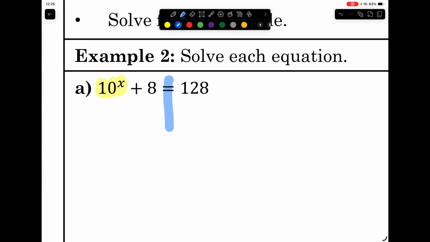So I'm going to move this number 8 to that side, making it negative 8. So it's going to cancel out. So 10 to the x power equals a total of 120.